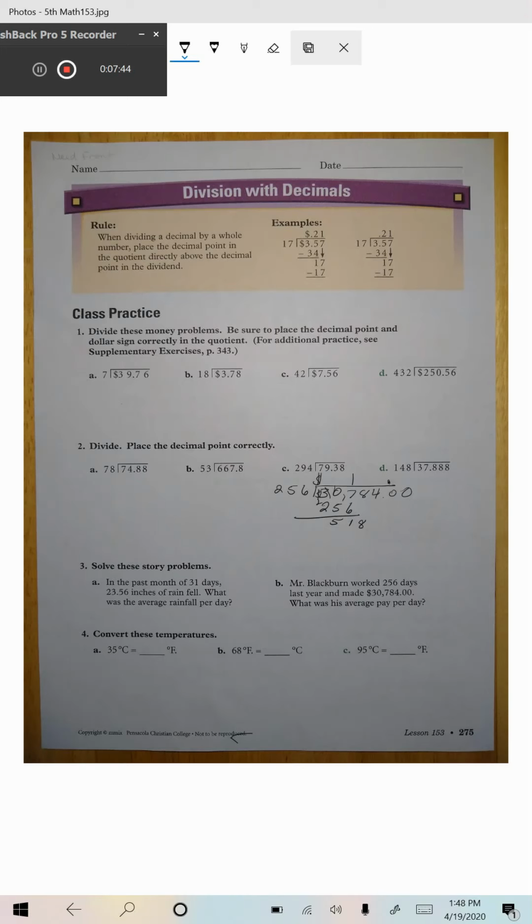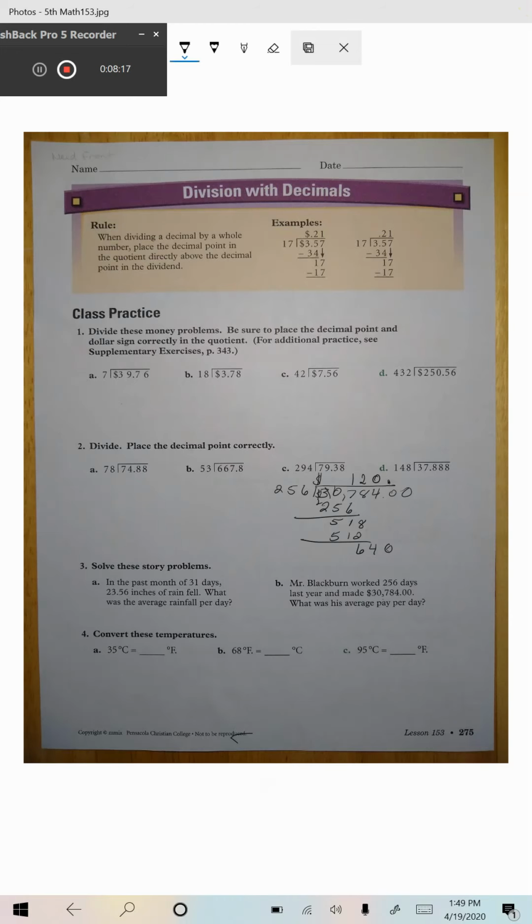256, that can go in twice because 250 and 250 is 500. And then 6 and 6 is 12. So that would be 500. Yeah, and 12. Okay, bring down the 4. Now at this point, 256 doesn't go into 4, right? 64, so put a 0 here. And then bring down another 0.